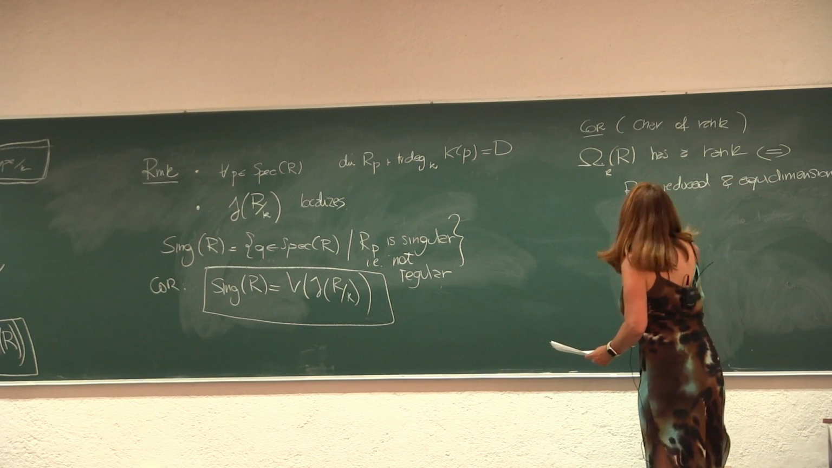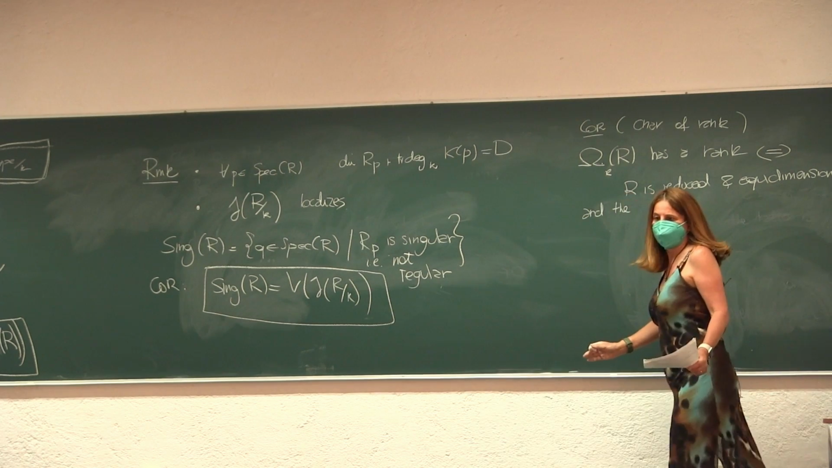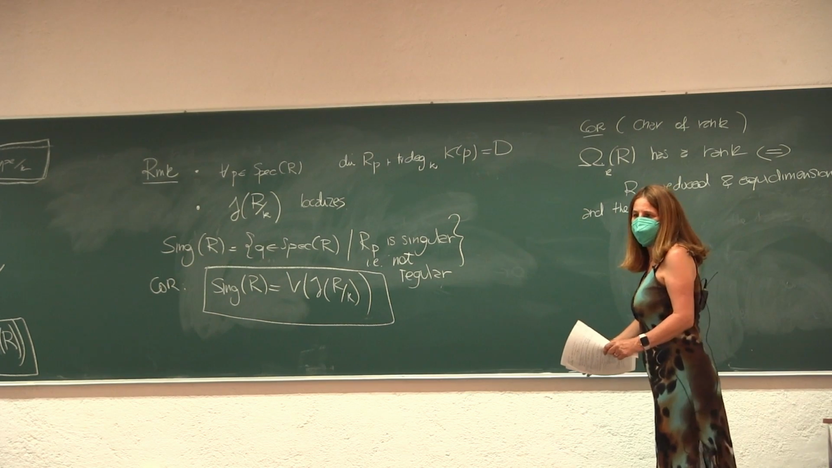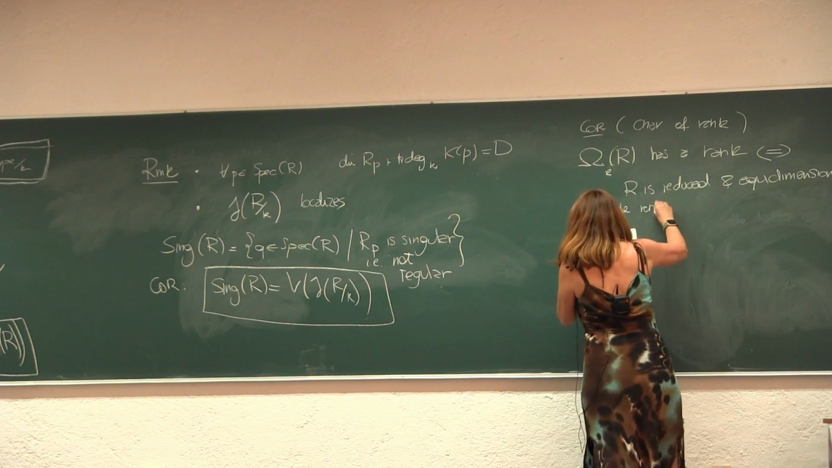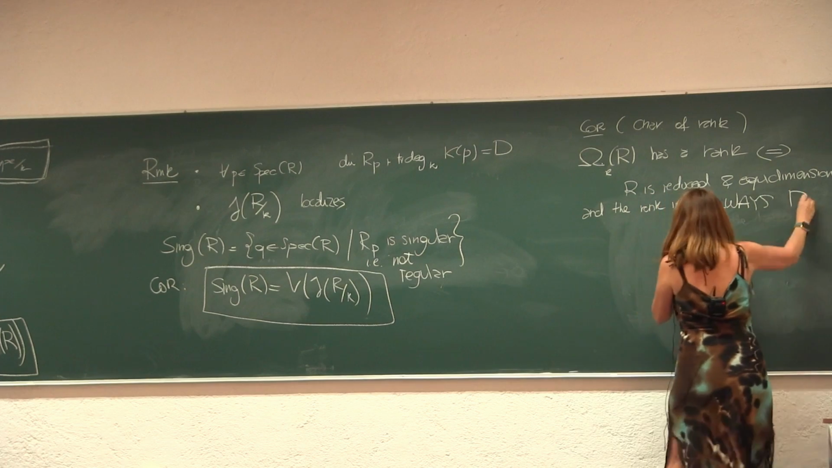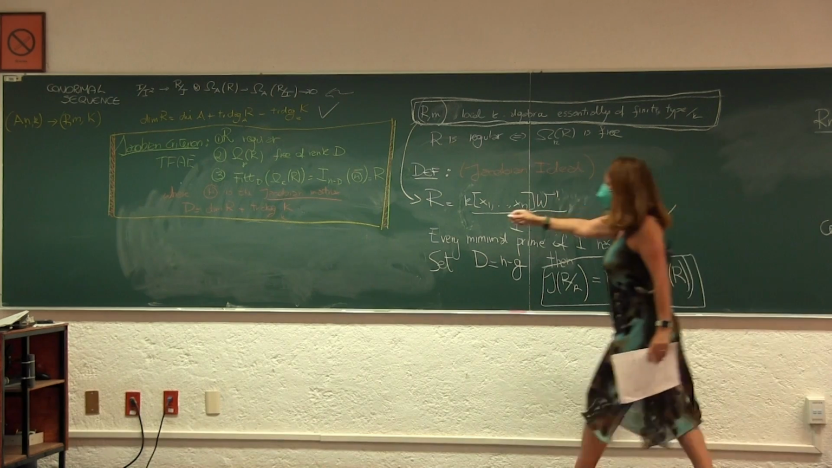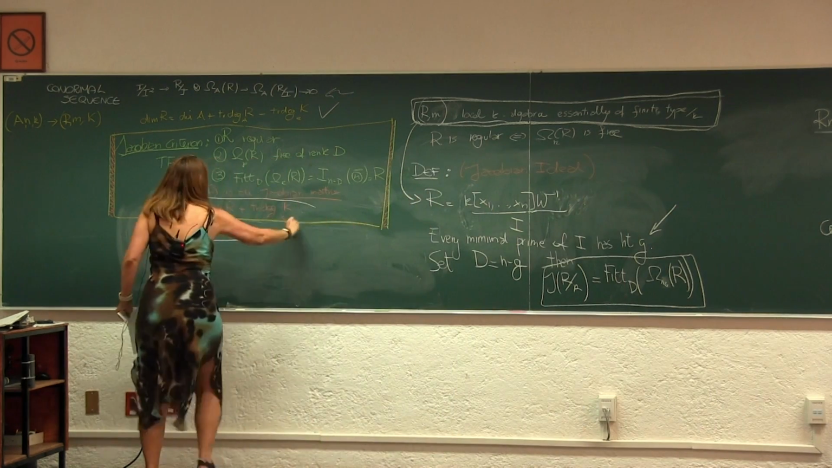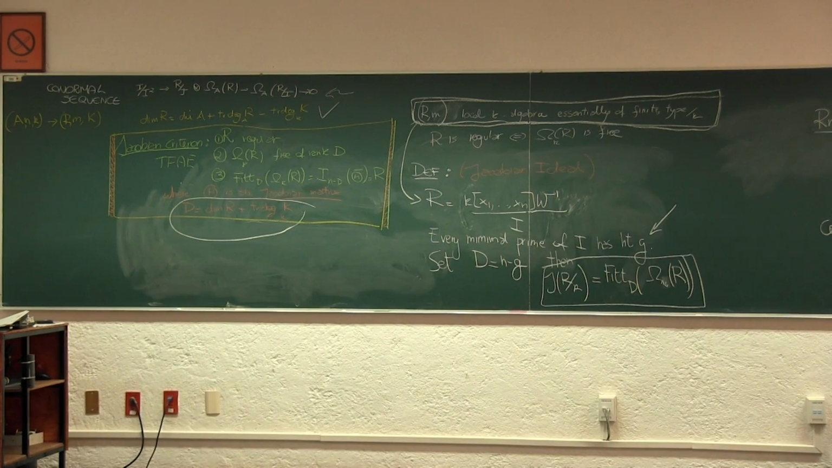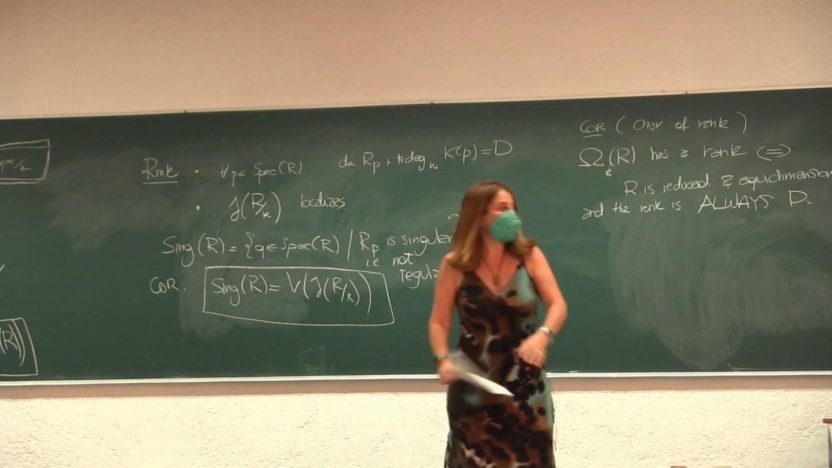And the rank is necessarily D. So you cannot have another rank. If it has a rank, the rank is D, always. Which is our D, the D that is here. Always the same, the dimension of R, which is different from the degree. Clear? Okay, this is important.